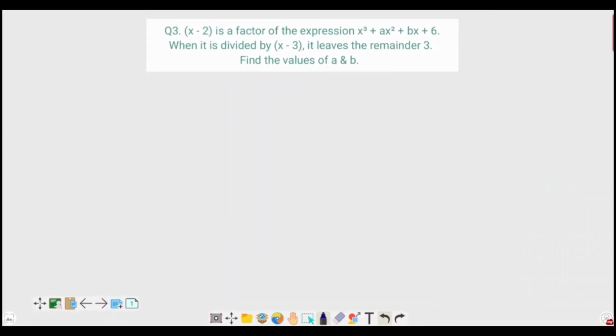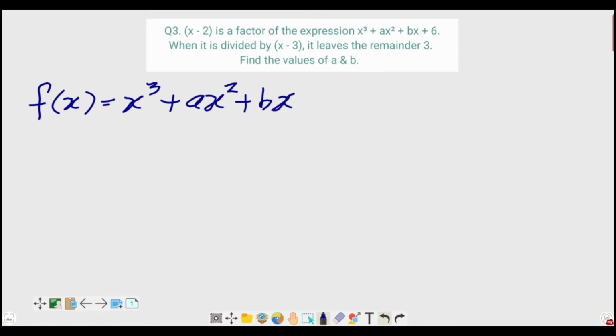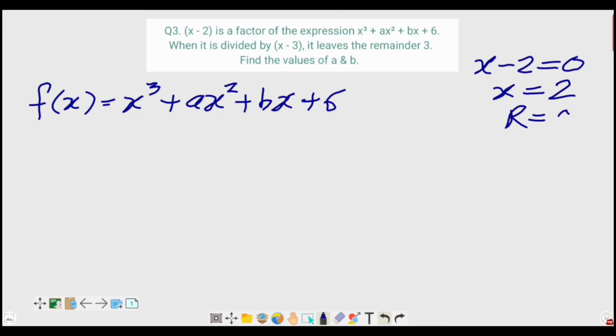Now students, let's solve one more sum. x minus 2 is a factor of the expression, that is our polynomial. It is given x cube plus ax square plus bx plus 6. It is a factor. So when you put the value of x as 2, your remainder is 0 because it is a factor.